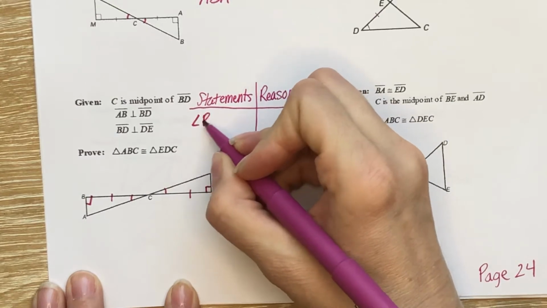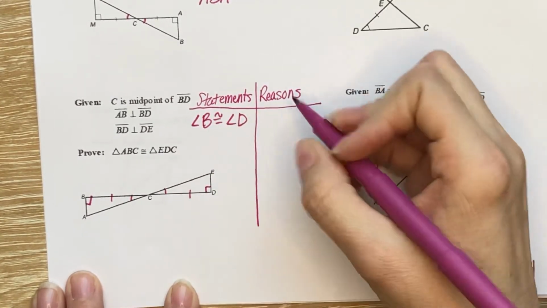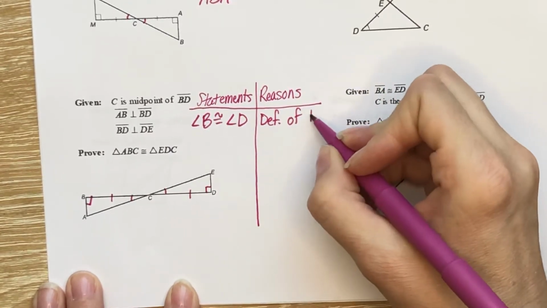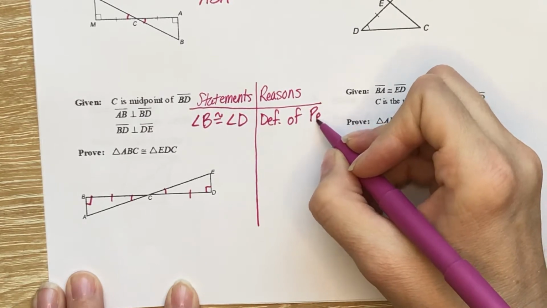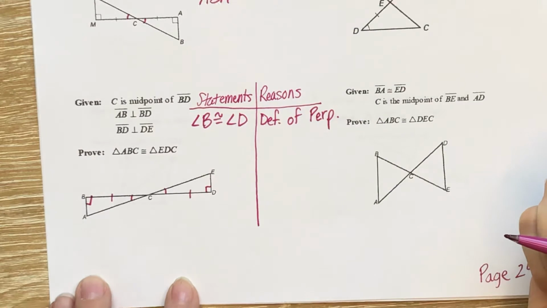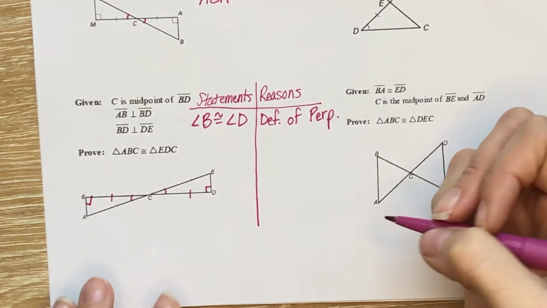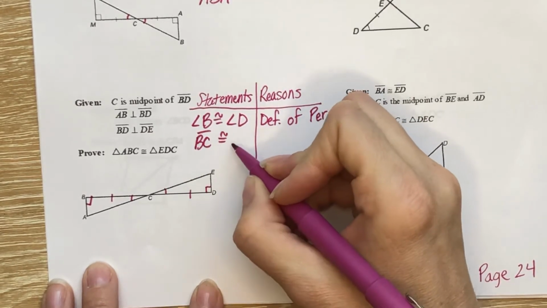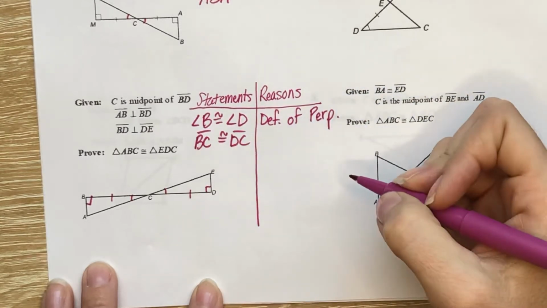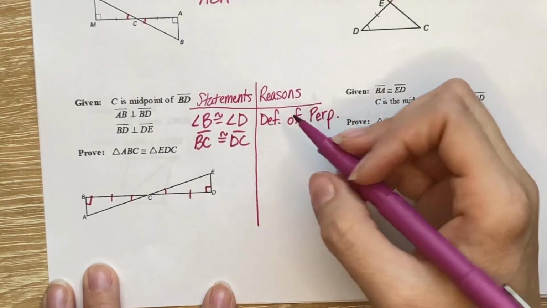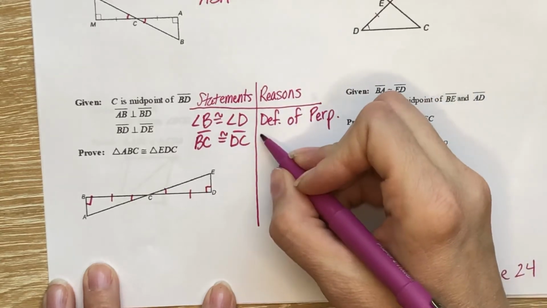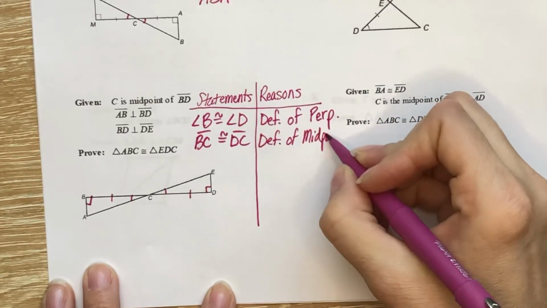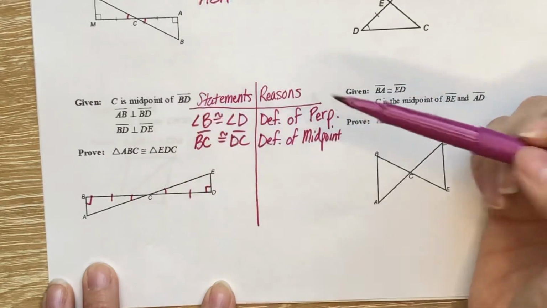We can say that angle B is congruent to angle D. This is the definition of perpendicular. I'll just abbreviate it. We know that line segment BC is congruent to line segment DC, and that is the definition of midpoint, because we are told that it's the midpoint there.